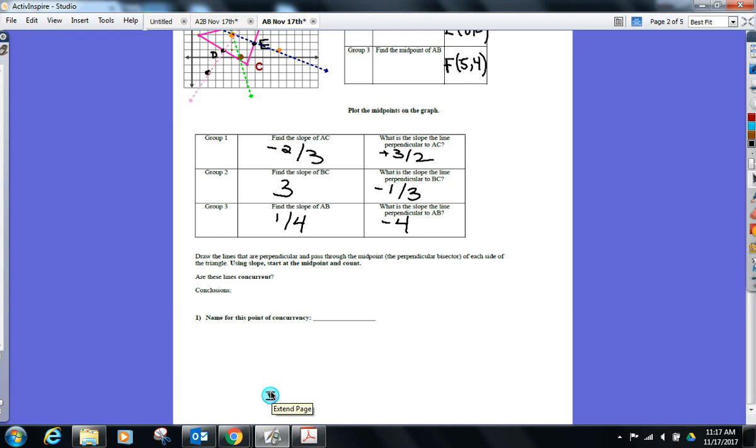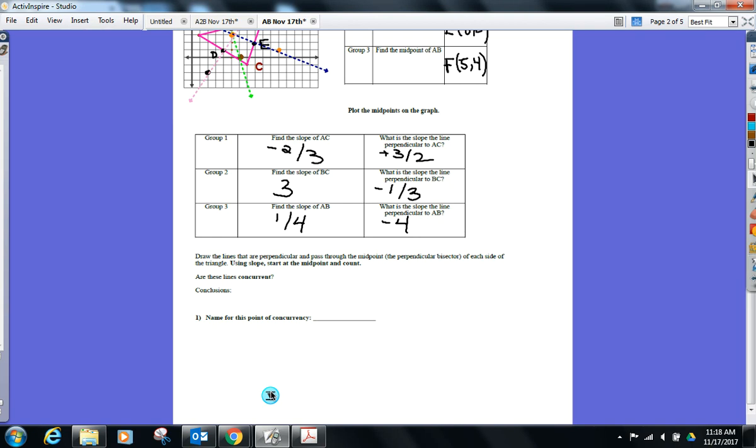Do we have all 3 lines graphed in? Ready to move on? Because we need to answer some questions now. All right, moving on.